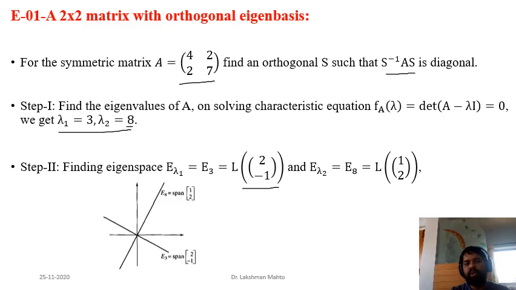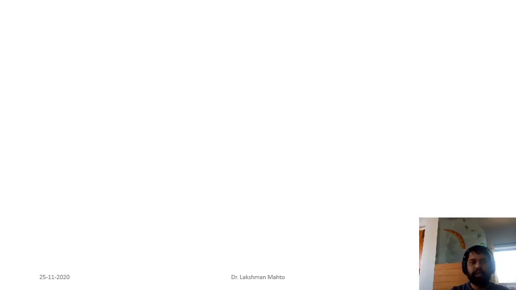Once we have the eigenvalues, we'll look for the corresponding eigenspaces. The eigenspace associated with 3, we are calling E3. It is a line with basis (2, -1). And the eigenspace associated with the second eigenvalue 8 is again a line, with basis (1, 2). I'm calling this one V1, and this one V2.